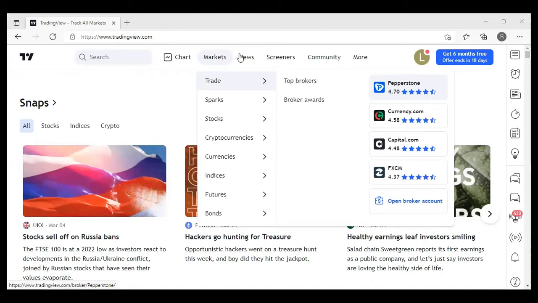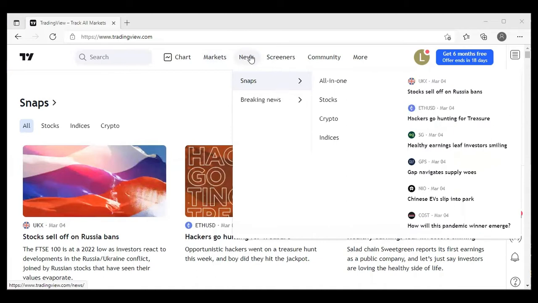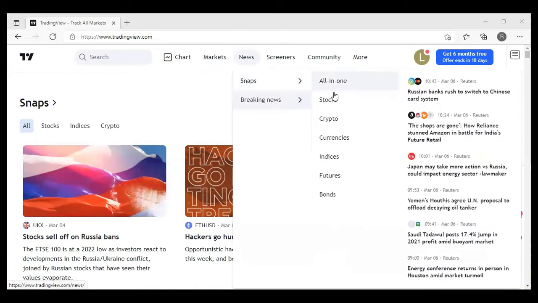So that's the markets. Then you have the tab for news, and here there's all kinds of news, basically breaking news and news on everything. So if you want to stay abreast with what's happening, right now we have a war in Russia and Ukraine, and that affects the market. So you can just read up and keep tabs on everything.